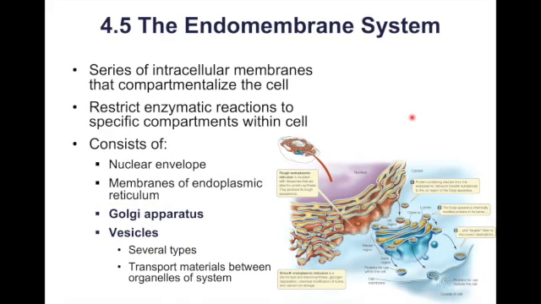The endomembrane system, so endo meaning inside, so the inside membrane system. This is how we transport stuff around the cells, in a series of intracellular membranes, so within the cell. Again, helping to keep enzymatic reactions in a certain spot, so you're not dissolving things that shouldn't be dissolved and reactions aren't happening where they're not supposed to be happening. We've got the nuclear envelope, the endoplasmic reticulum, the Golgi apparatus, and then vesicles.